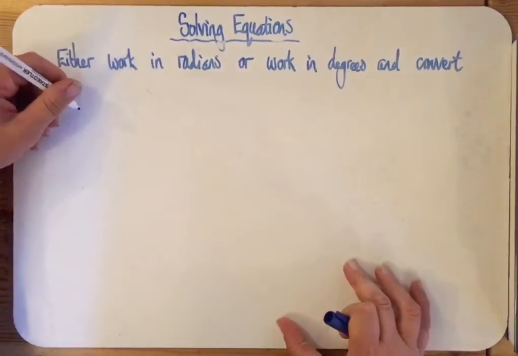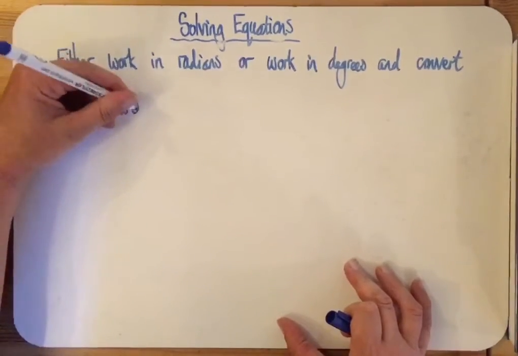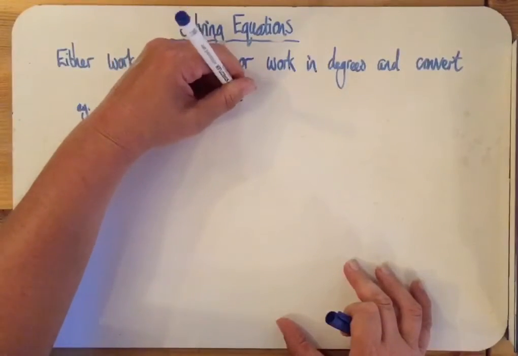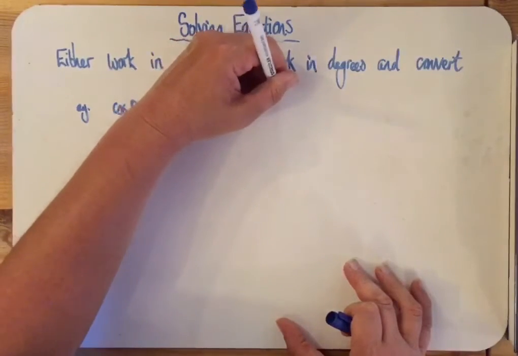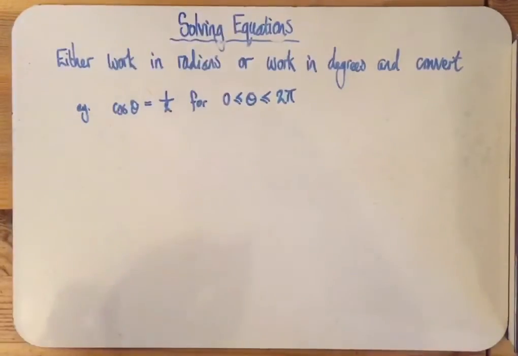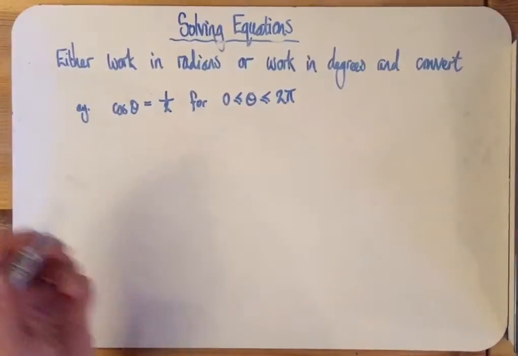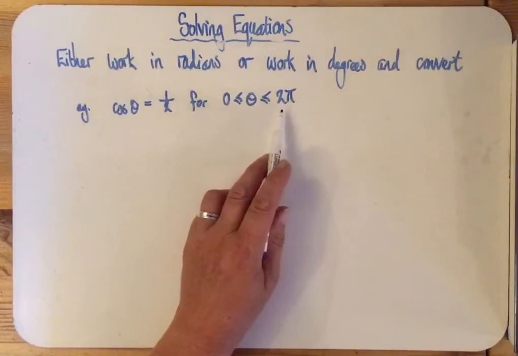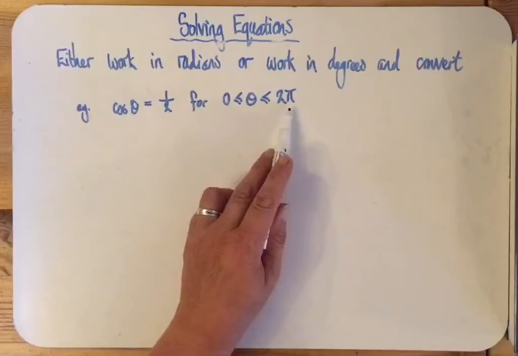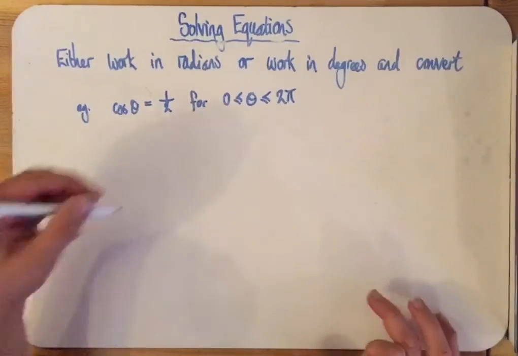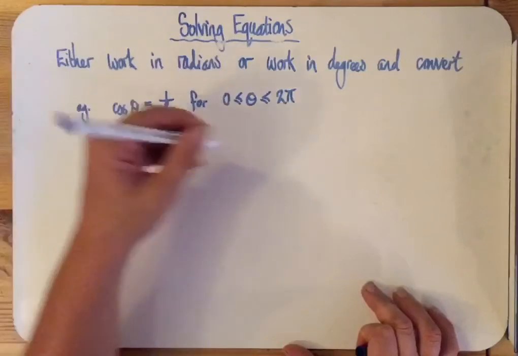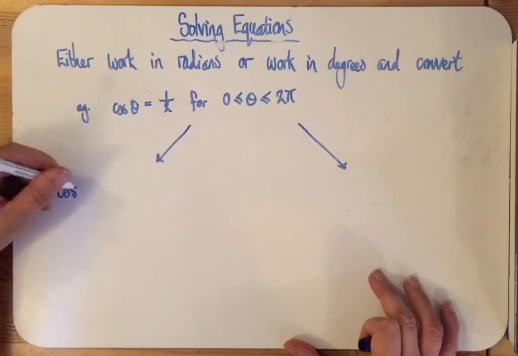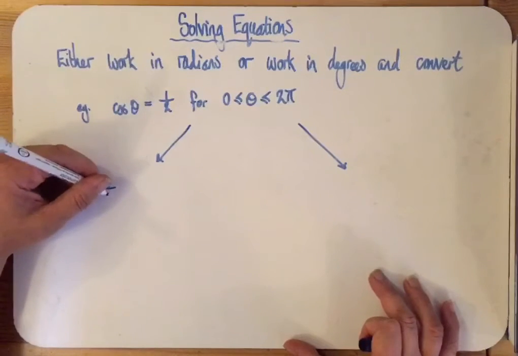So if we start with cos theta equals a half for 0 less than or equal to theta less than or equal to 2 pi. The only way you know whether you leave your answers in radians or degrees is from this domain. So theta is between 0 and 2 pi, and because of the use of pi, you know that that's radians. If you're working in degrees, you would just do this as normal. So you do cos theta equals a half.